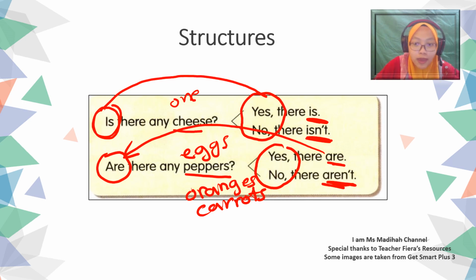So I hope that you've got this structure. Whenever you want to say there is something and there is nothing, it depends on your question. So right now you're supposed to know how to ask properly and how to answer depending on the question.